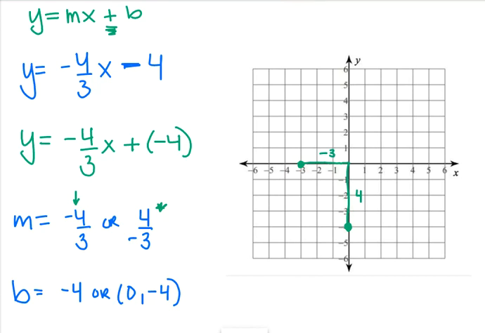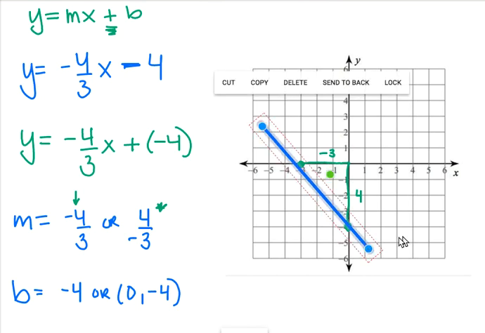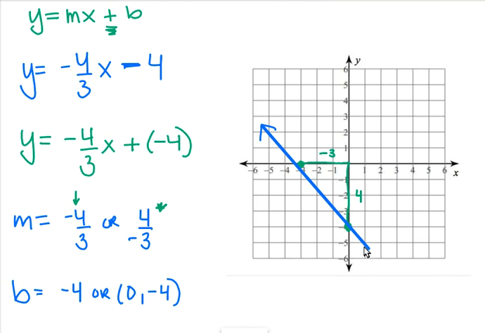And I'll take my line tool, connect my points, double check. I have a negative line here. I'm going down from left to right. My slope is also negative, so I'm good.